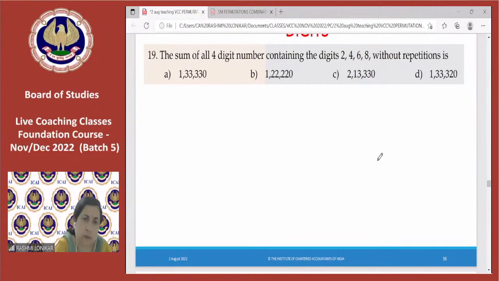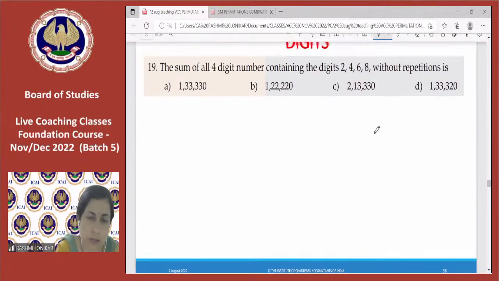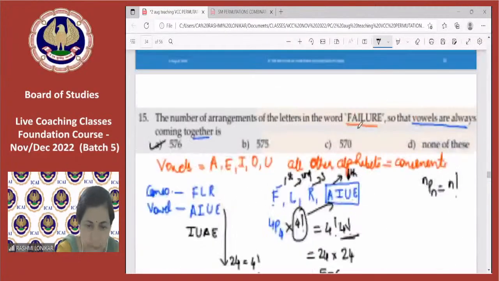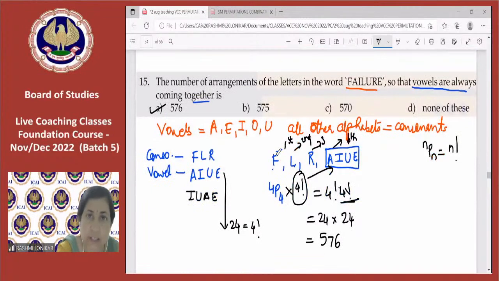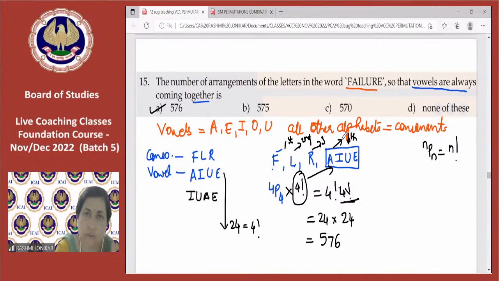Ritika, why 4P4 in the earlier sum? Tell me. There are 4 and I want to select all 4. So 4P4. Okay. Out of 4, I am selecting 4 because what in the earlier sum I had done? F is taken as 1 letter, L is taken as 2nd letter, R is taken as 3rd letter, and all the vowels together are taken as the 4th letter. So 4P4.